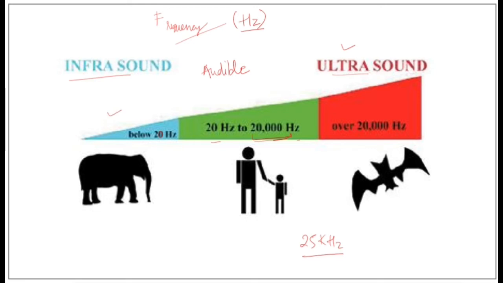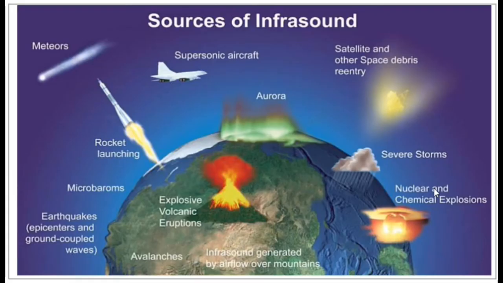Human beings lie in the category of the audible sound. They can hear from the range of 20 hertz to 20,000 hertz. And the examples of ultrasound are bats, porpoises, and dolphins. In this slide, you can look at the various examples of infrasound.